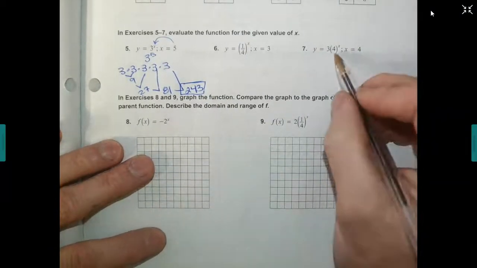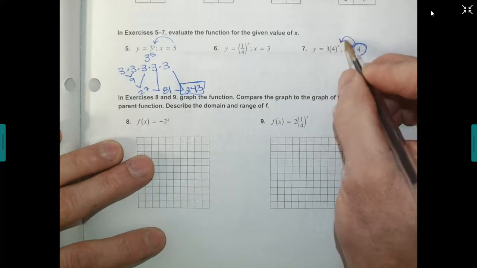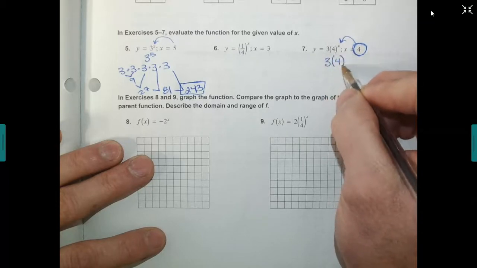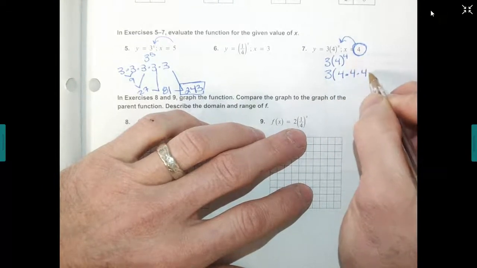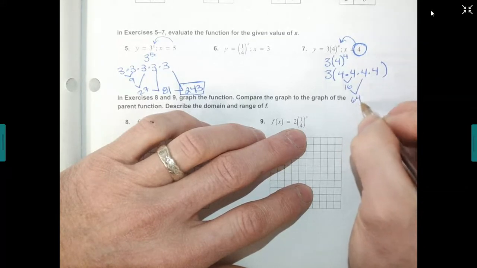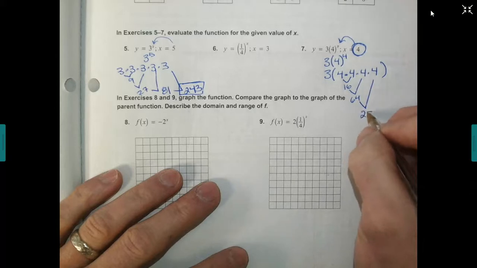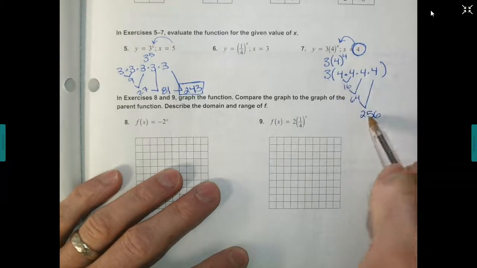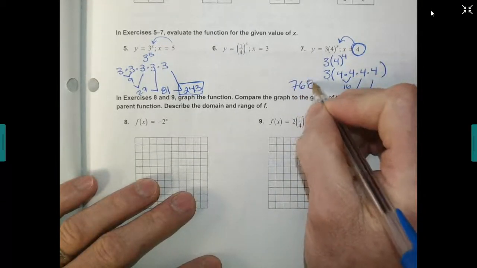All right, number 7. 3 times 4 to the 4th. My x value is 4, so I plug in the 4. So it's 3 times 4 to the 4th, which is 3 times 4 times 4 times 4 times 4. 4 times 4 is 16. Times 4 is 64. 64 times 4 is 256. So now I have to do 3 times 256, and I get 768.